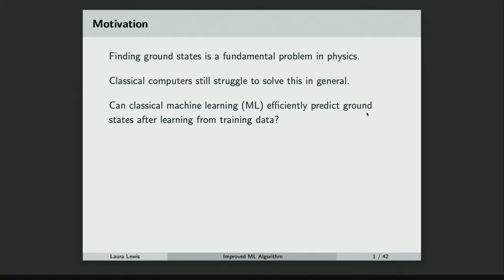So this raises the central question of this work, which is, can classical machine learning efficiently predict ground states after learning from some amount of training data? This training data is essentially some examples that the algorithm is given beforehand. And the idea of machine learning then is, does being given these examples make the problem easier somehow? Like being able to just generalize from the examples rather than solving it from scratch.